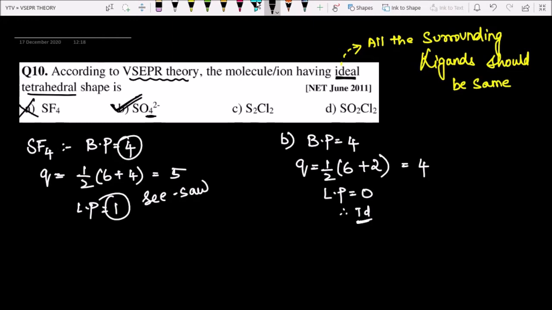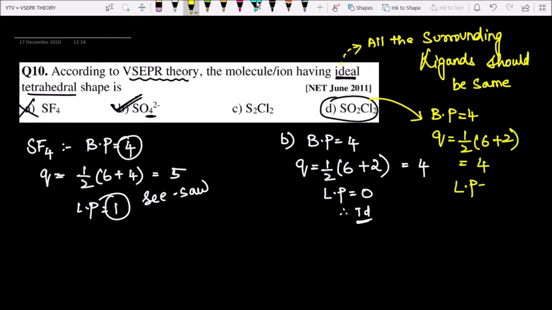Now S2Cl2 is not going to be tetrahedral, but SO2Cl2 will have a tetrahedral shape, but then it's not ideal. Just check, bond pair is equal to 4, right? Because 2 oxygen and 2 chlorine. If you consider quotient, half into 6, plus number of monovalent atoms, which is 2. So quotient is going to give you 4. So the lone pair is going to be 0. It is tetrahedral. If I have to draw and show you, sulfur will be at the center and there are 2 oxygen atoms. So it will be something like this, 1 Cl, 1 Cl. This is SO2Cl2. There are no lone pairs on the central atom.